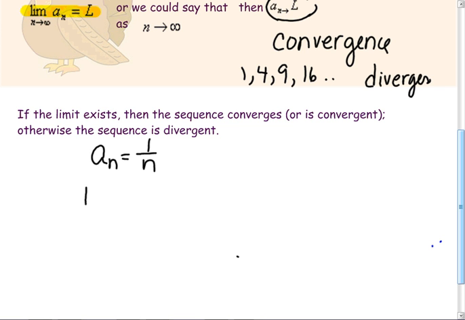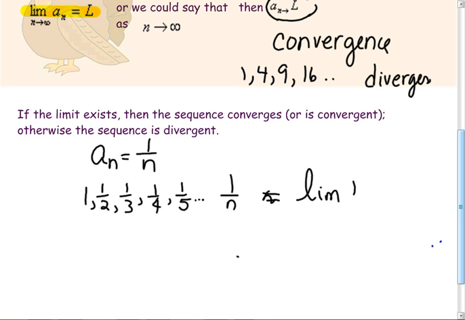So this would be 1. What's the next element in my sequence? 1/2, 1/3, 1/4, 1/5, 1 over n, and what's the limit as n goes to infinity? 0. So this converges to 0. I'm going to write the limit of 1 over n as n goes to infinity is equal to 0.